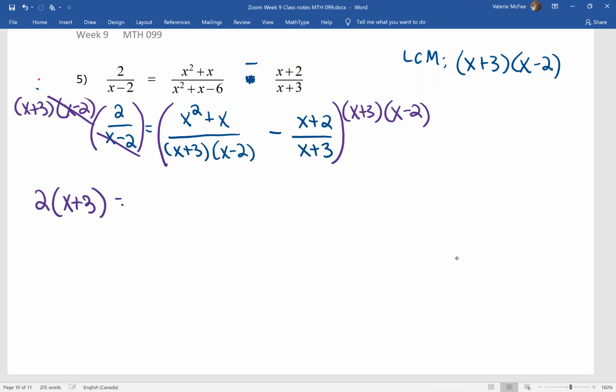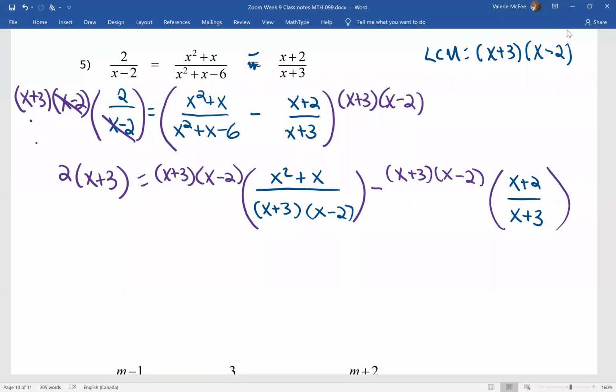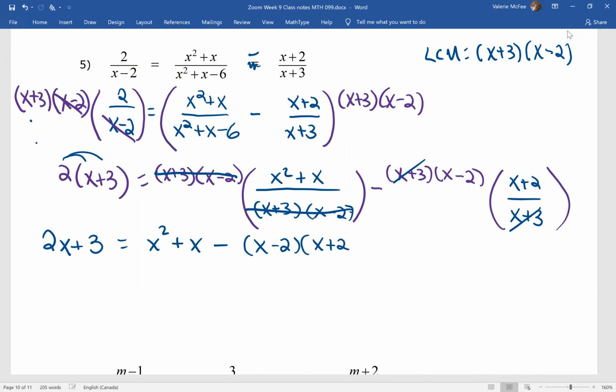And on the right, I'm going to write it all out for you. Let me just pause the video and write it. So we can simplify on the left using the distributive property. We see here the denominators divide out, and we're left with x squared plus x. And here, x plus 3 divides out, and we have x minus 2 times x plus 2.